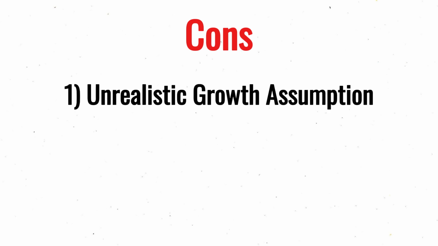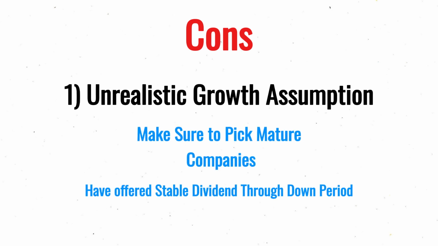In terms of cons, it's unrealistic in terms of the growth assumption. It is basically assuming a constant dividend growth for a long period of time, which is just unrealistic due to business cycles and market changes. Although depending on how mature the company is, even though they're at the bottom of the business cycle, they can still offer a very strong dividend. So it's important that you pick out a company that is extremely mature, that's been in the market for a long period of time, and that has consistently shown a very strong dividend. Although there are cases where we go into a recession and there's nothing you can really do about that.